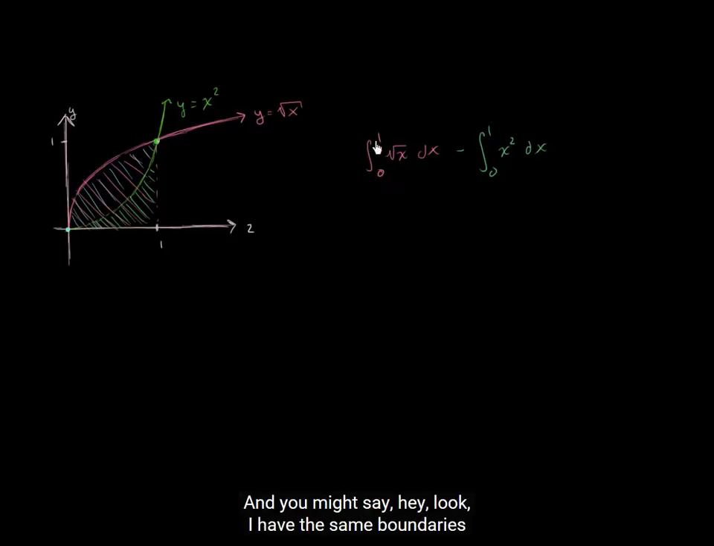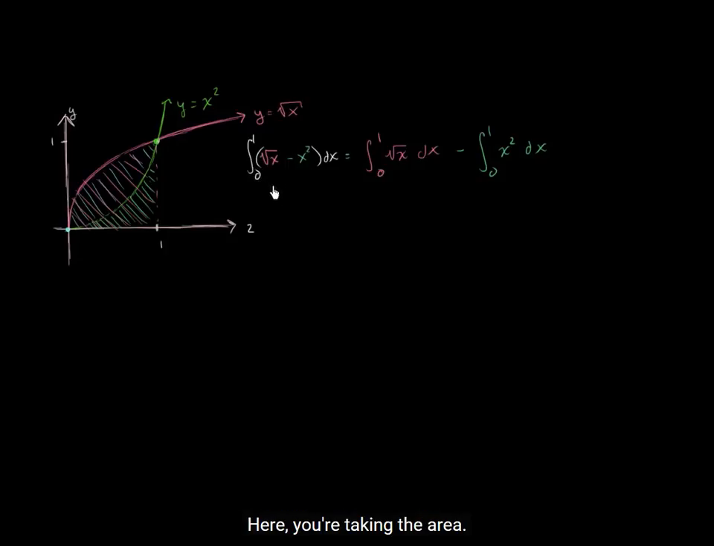And you might say, hey, look, I have the same boundaries of integration. I have dx right over here. Could I not also have written this as the definite integral from 0 to 1 dx of square root of x minus x squared? And if you ask that, I would say absolutely. And this is actually a different way of conceptualizing it. If you conceptualize dx as the width of each of your rectangles, dx is the width of the rectangles. Now the height of the rectangle isn't just the function between the x-axis and the function itself. The height is the difference between the two functions.